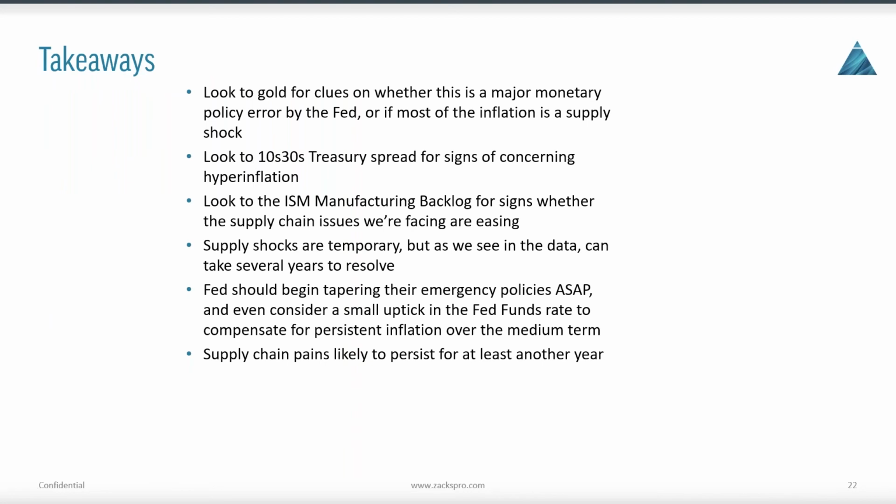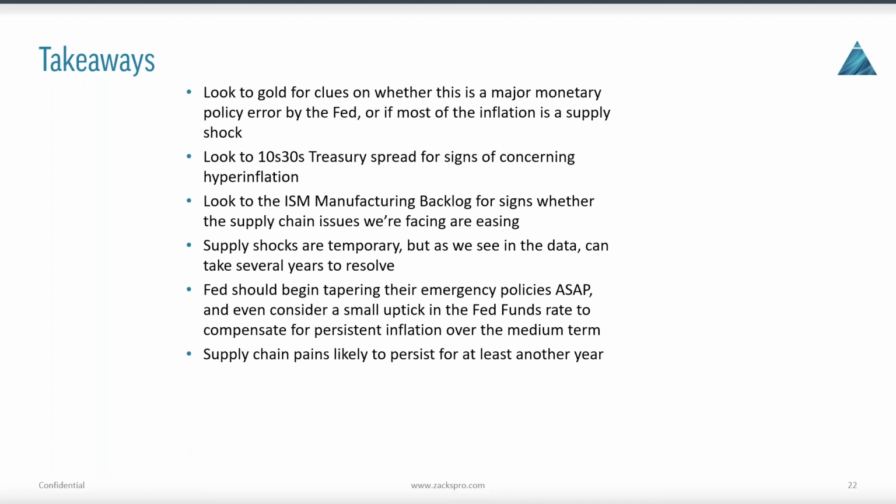So the key takeaway here is I would look to gold for clues on whether this is a major monetary policy error by the Fed, or if most of this inflation is a supply shock. So keep a very close eye on gold. That's what I'm looking at for clues here. Look to the 10s, 30s Treasury spread for signs of concerning hyperinflation. If we start to see that spread invert, then we will start to look like 1970 again, similar to what gold would be telling us.